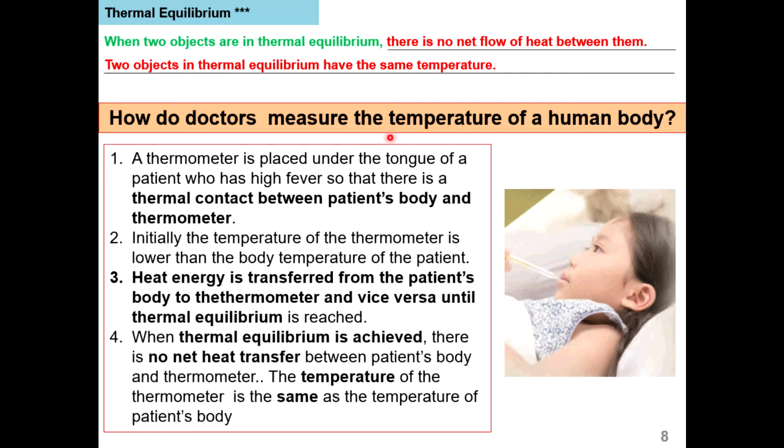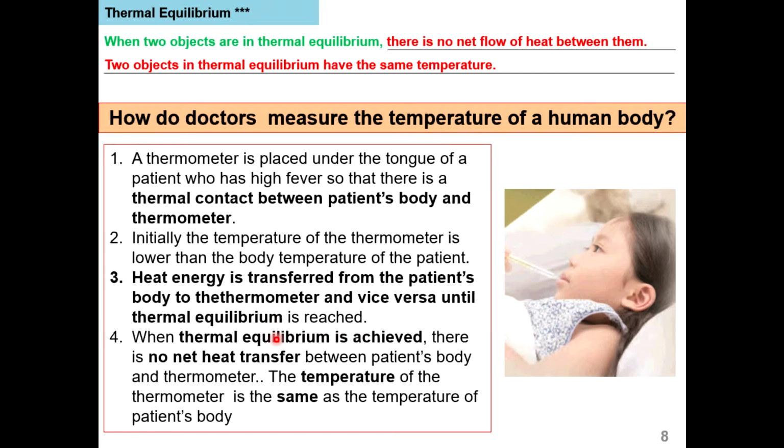Now, how do doctors measure the temperature of a human body? The keyword to answer this question, number one, is thermal contact. The thermometer is placed under the tongue of a patient so that there will be thermal contact between the patient's body and the thermometer. Thermal contact between patient's body and thermometer is the first mark. Then heat will be transferred from the patient's body to the thermometer and vice versa until thermal equilibrium is achieved. This sentence is 1 mark and then thermal equilibrium is 1 mark.